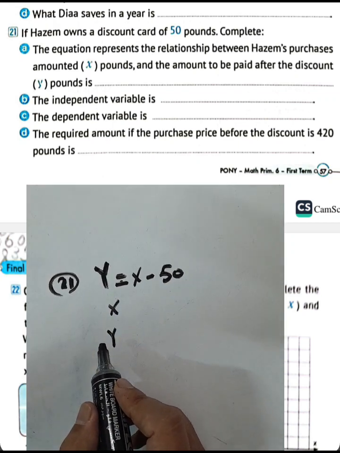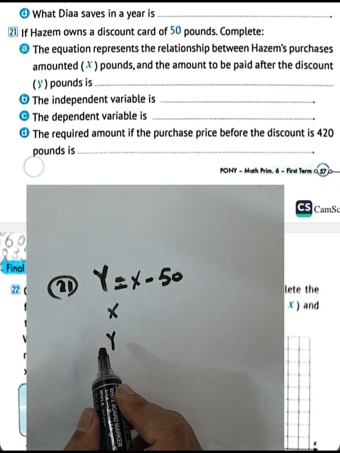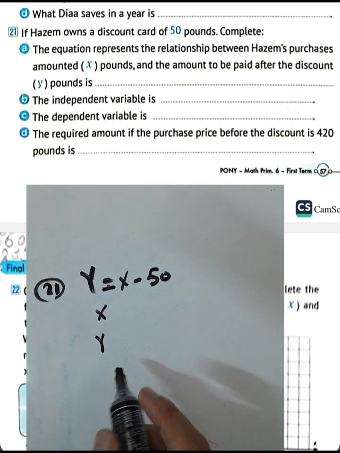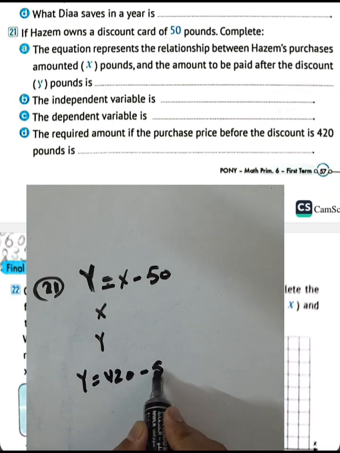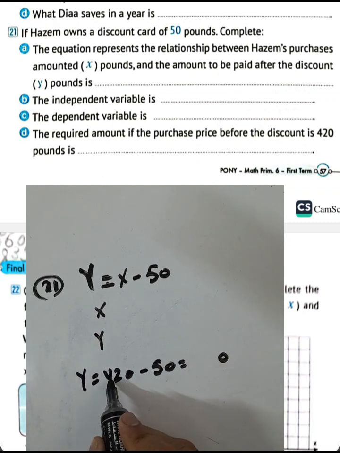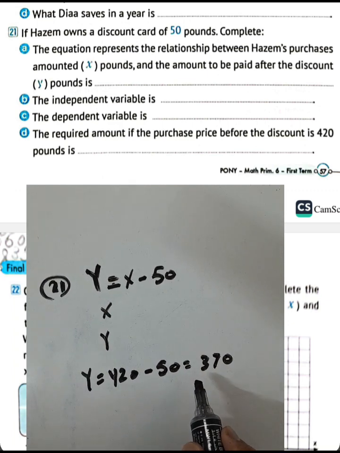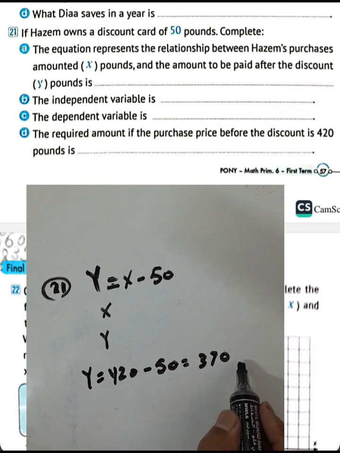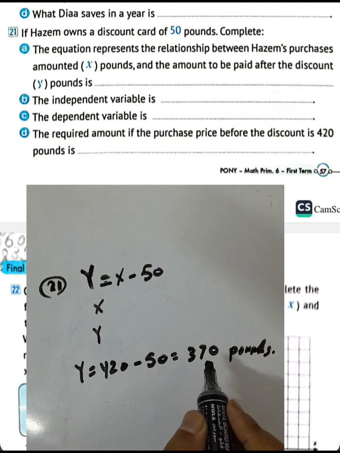The required amount if the purchase price before the discount is 420 pounds, what will it be? Put here X equal 420, then Y equal 420 subtract by 50. Write 0, and 12 minus 5 equals 7, write 3, and the result will be 350 pounds. Okay.